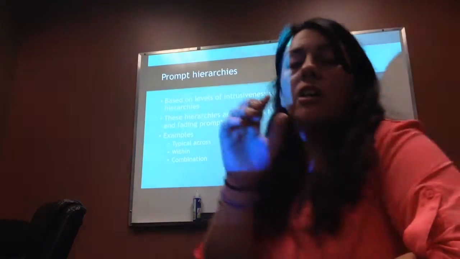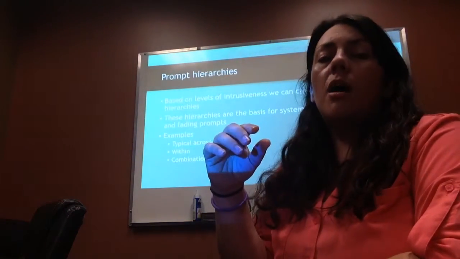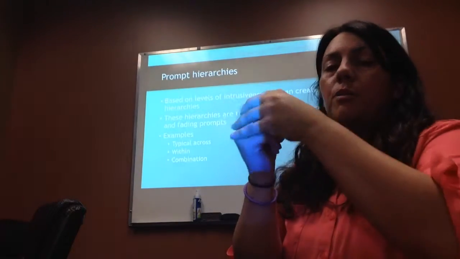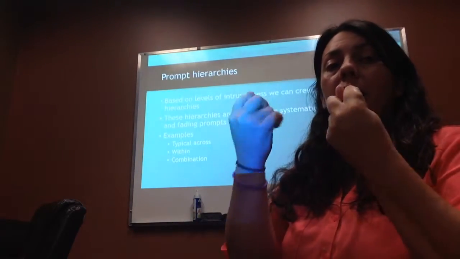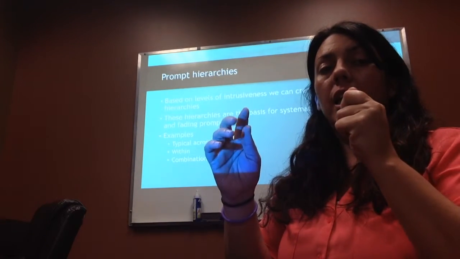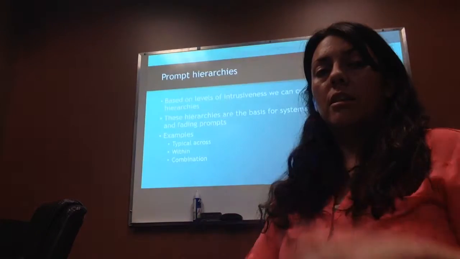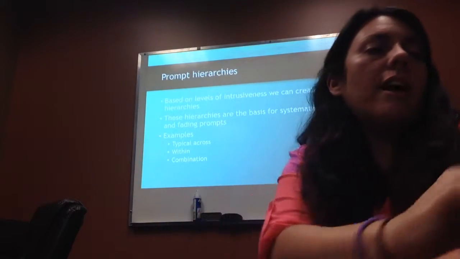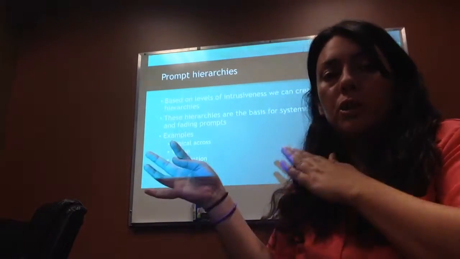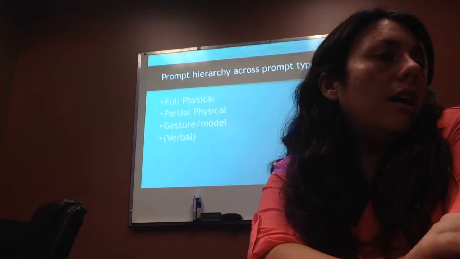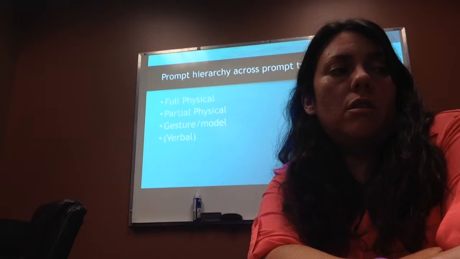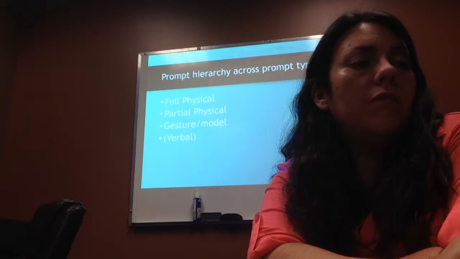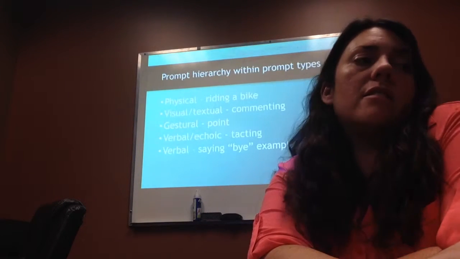Or you can do a combination. So if I wanted to, I'd sign potty and do everything, then sign potty and do partial, then sign potty and do a model, then sign potty and do a partial model, starting with this, and then sign potty and just gesture like that. So that is a combination. I use physical, partial, multiple gestures. This is a typical across-types hierarchy: full, partial, gesture, model, and verbal. Verbal may or may not be included. And this is an example of within.